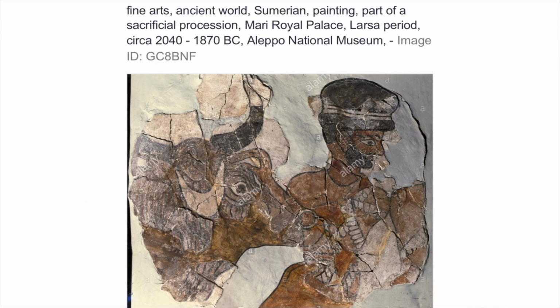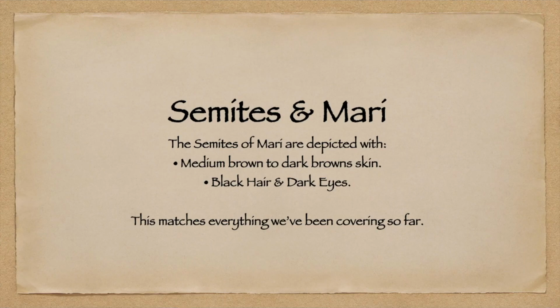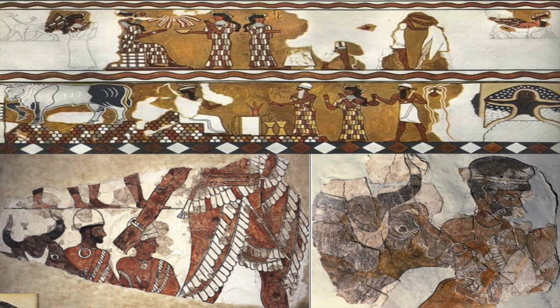Here's another mural from Mari. Again, dark brown skin, dark eyes. And here is another mural from Mari, Syria. So the Semites of Mari, Syria are depicted with medium brown to dark brown skin, black hair, and dark eyes. This matches everything that we've covered thus far. Here's all the Mari depictions put together, so you can see everything on one image.